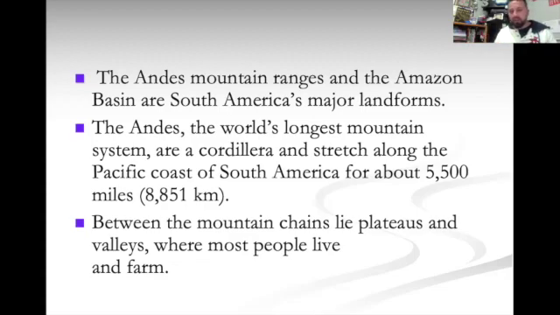And then there's various valleys and canyons in between. And most people live in between the mountain chains. You have plateaus and valleys, and most people live out here for that.